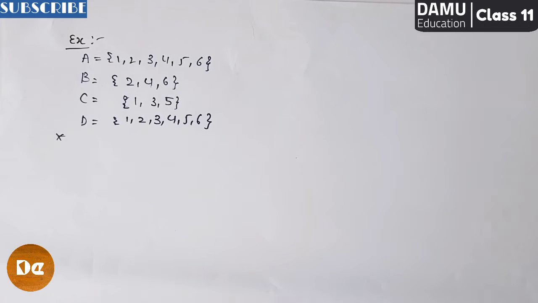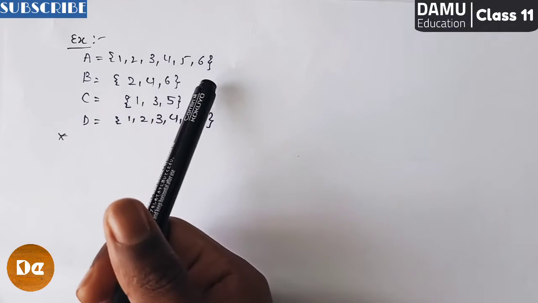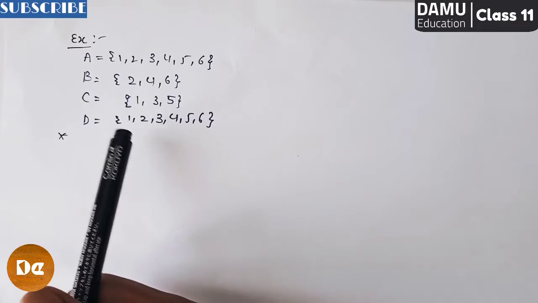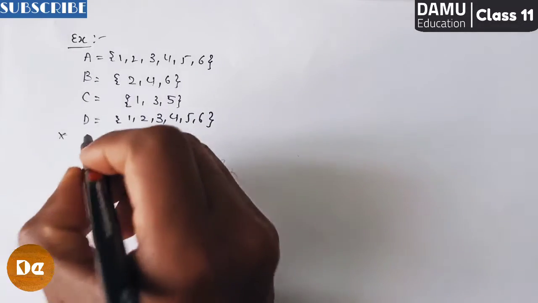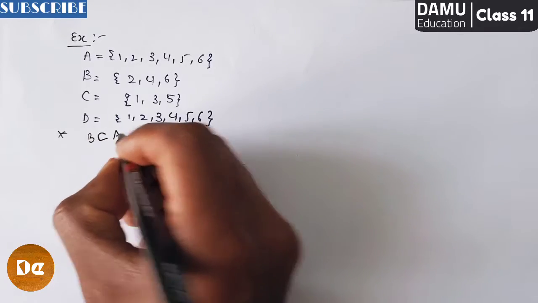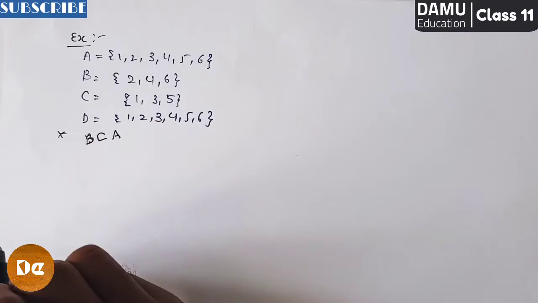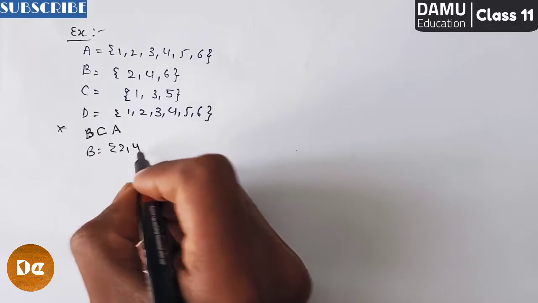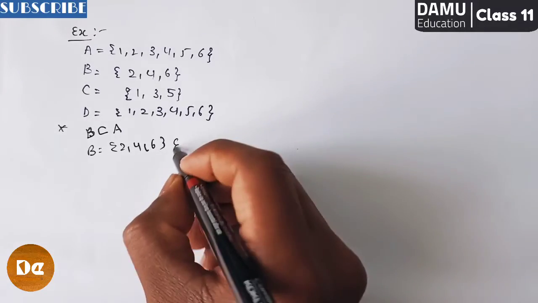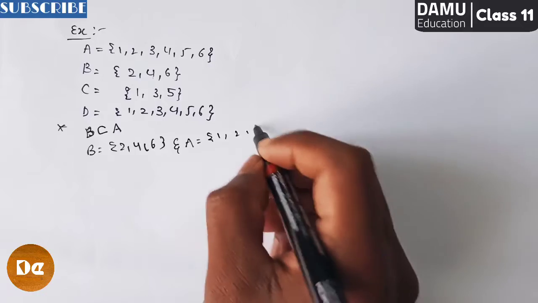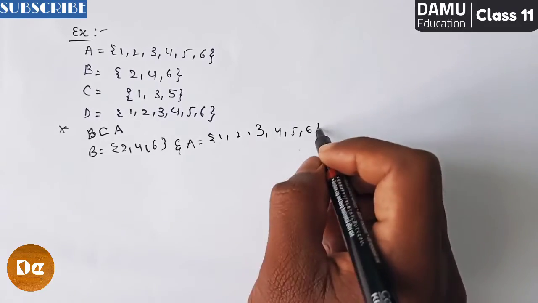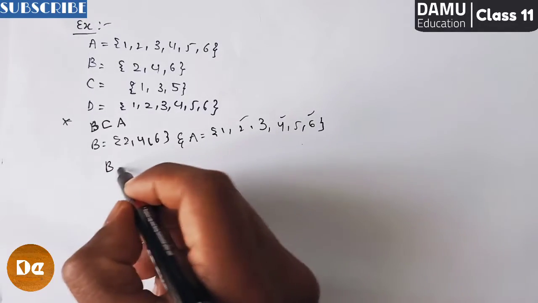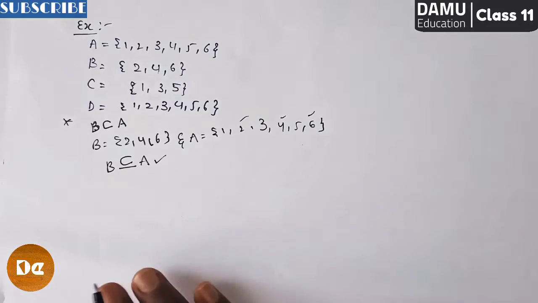So here we will see some examples. A is {1, 2, 3, 4, 5, 6}, B is the set {2, 4, 6}, C is the set {1, 3, 5} and D is the set {1, 2, 3, 4, 5, 6}. Let's take it: is B a subset of A or not? So we have to check. B is {2, 4, 6} and A is {1, 2, 3, 4, 5, 6}. Here also 2, 4, 6 is there. Then you can write B is a subset of A.